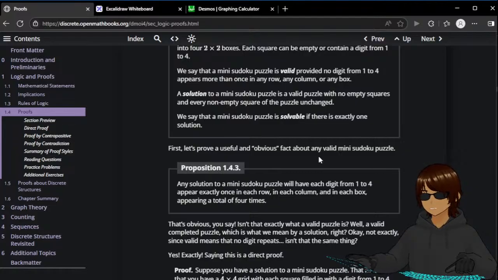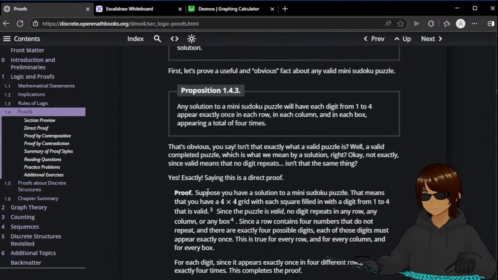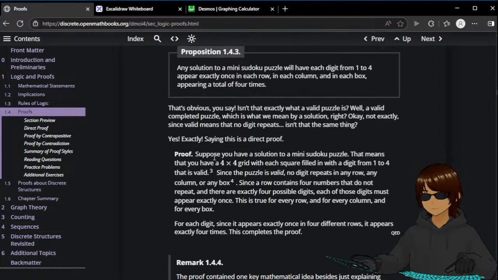First, let's prove a useful and obvious fact about any valid mini Sudoku puzzle. Any solution to a mini Sudoku puzzle will have each digit from 1 to 4 appear exactly once in each row, in each column, and in each box, appearing a total of 4 times. That's obvious. You say, isn't that exactly what a valid puzzle is? Well, a valid completed puzzle, which is what we mean by solution, right? Since valid means no digit repeats, isn't that the same thing? Yes, exactly. Saying this is a direct proof.